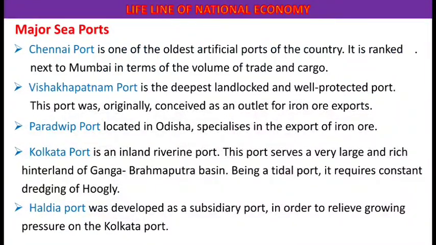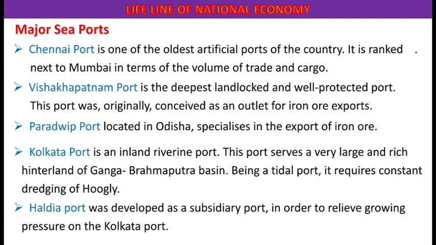Chennai Port. Chennai Port is one of the oldest artificial ports of the country. It is ranked next to Mumbai in terms of volume of trade and cargo. It is an artificial and all-weather port with wet docks. The port remains a primary reason for the economic growth of Tamil Nadu.